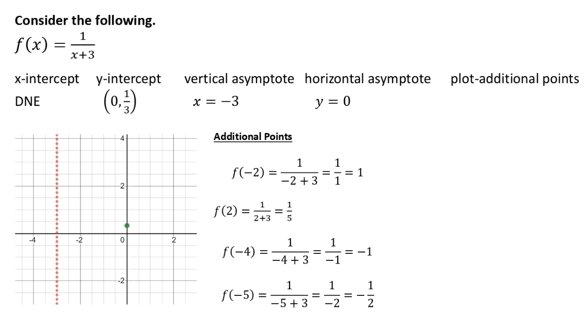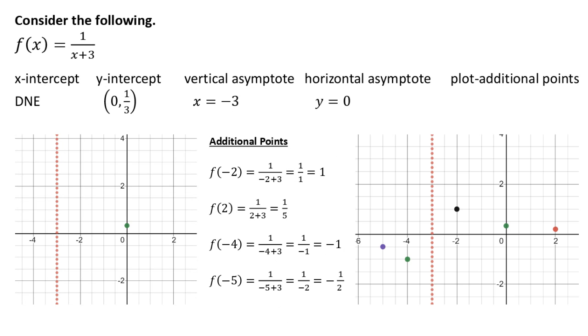But that might not be enough points for me, so maybe I need to choose a couple more points. I'm going to try -4, so that's going to be on the left side of the asymptote. And then I'm going to choose -5, which is also on the left side. So we plug in -4, then we get 1 divided by -4 plus 3, and I end up with a -1. And if I choose -5, I get 1 divided by -2, which is -0.5. So I'm going to plot these 4 points.